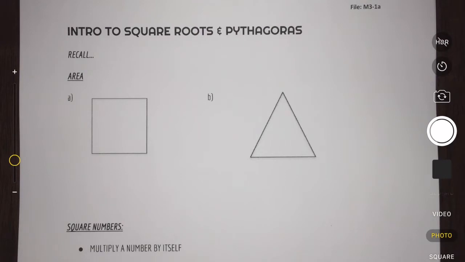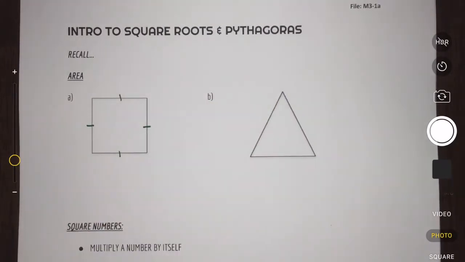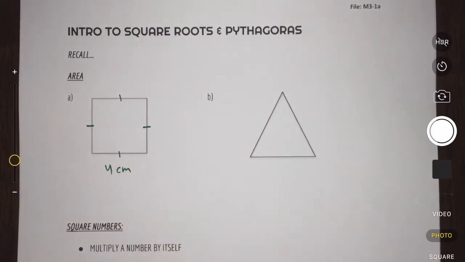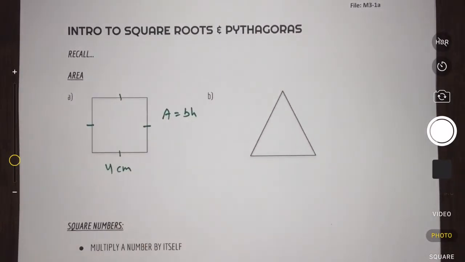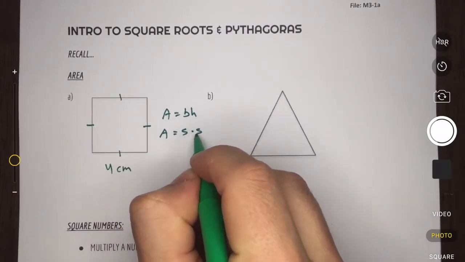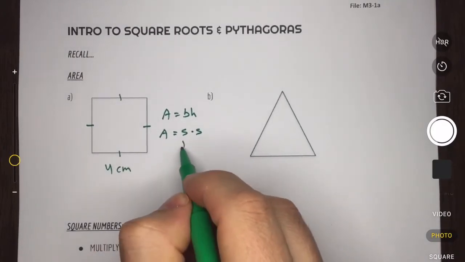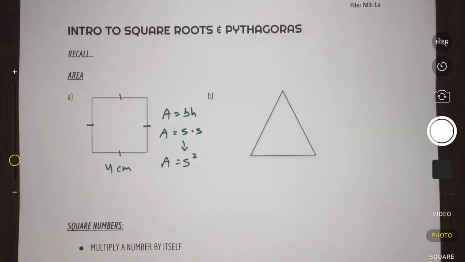First of all, if I have a square, and I know that this is a square by giving my congruent marking tags, and let's say that each side of my square has a measurement of 4 centimeters, we know that there are two easy ways to figure out its area. We can think of area as base times height, or in this case we can think of area as side times side, because each side is the same length. We can compact this and say that area is equal to side squared.